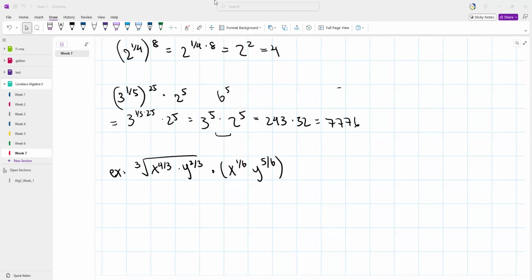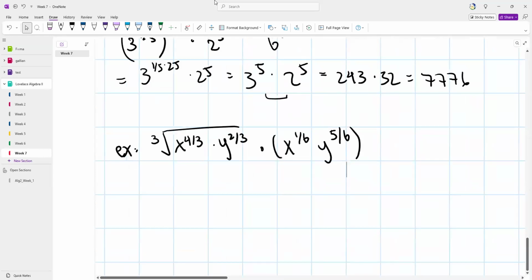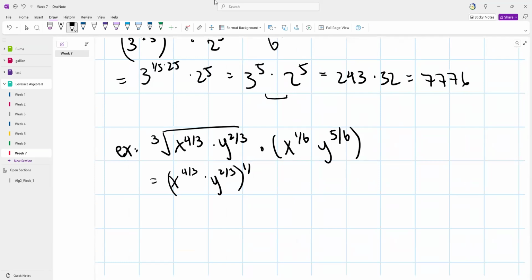Okay, let's go over this problem now. So the first step is we know that this radical symbol is basically just another way to write to the power of 1 over 3. So we can say this is equal to x to the power 4 over 3 times y to the power 2 over 3, all to the power of 1 over 3. And make sure you have the parentheses around the entire expression.